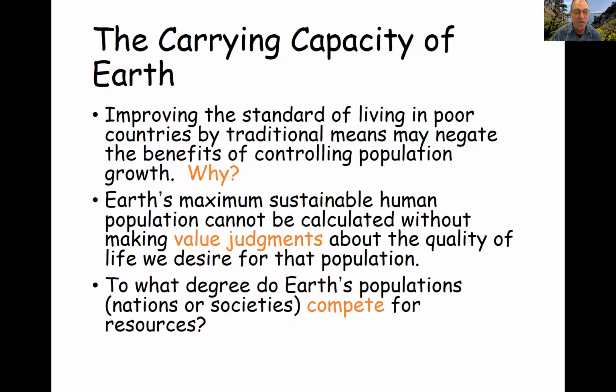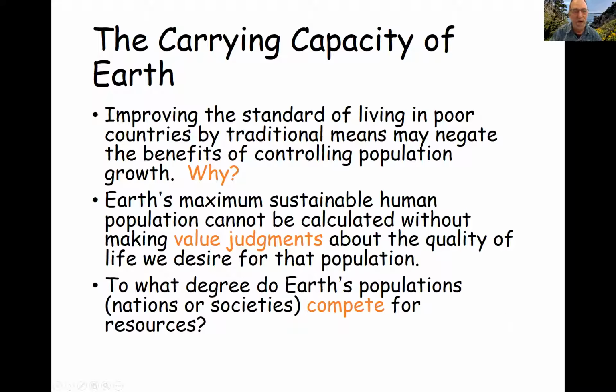the planet currently holds about 7.5 billion people. It's probably going to break 9 billion in the next couple of decades. In terms of the numbers of people, the Earth has not yet reached its carrying capacity. But in terms of the quality of life that these people are able to enjoy, and more importantly, the sustainability of that quality of life, it's not directly related. And we have to ask, in this shifting set of biomes and shifting set of sustainability, to what degree do Earth populations or societies compete for resources?